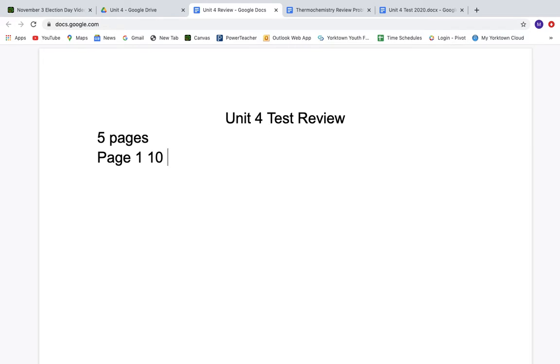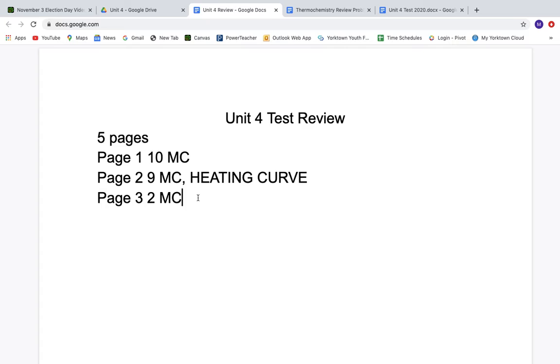Page 1 is 10 multiple choice questions from everywhere in this unit. Page 2 is 9 multiple choice questions. I forgot to mention on page 2 you have some heating curve questions, and there will be a heating curve diagram picture on the test for the last 2 or 3 questions. Page 3 will be 2 multiple choice and 3 short answers.